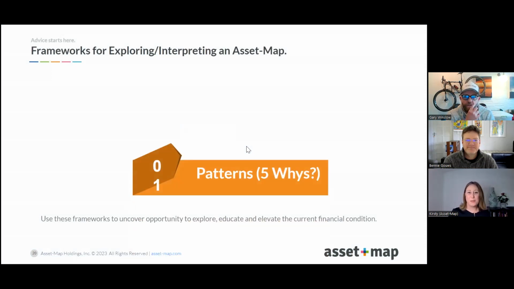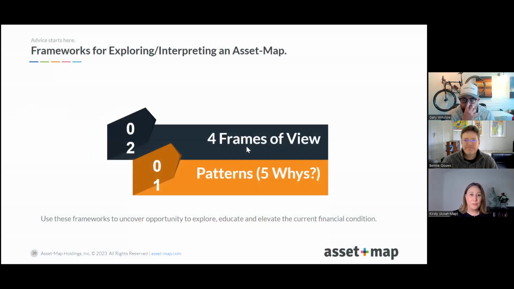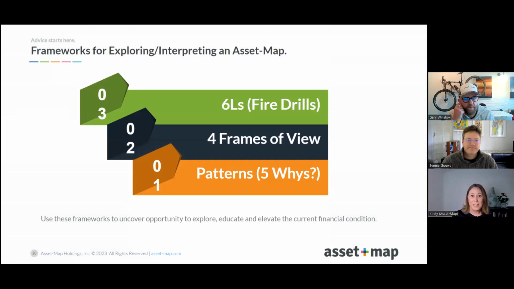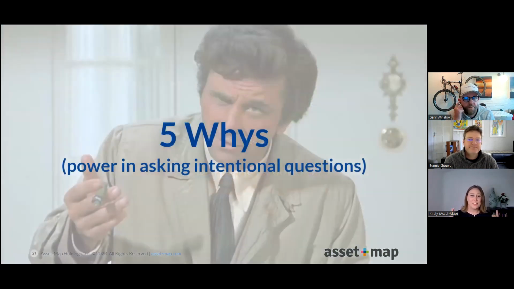So the frameworks we're going to be working through are what we call the 5 whys, the 4 frames, and the 6 Ls. And the first one is the 5 whys. Now, you might recognize the person in the picture here. His name is Detective Columbo. It was a TV series in the 80s. This framework was inspired by this television show, and I'll share a little bit about what the show's essence was.